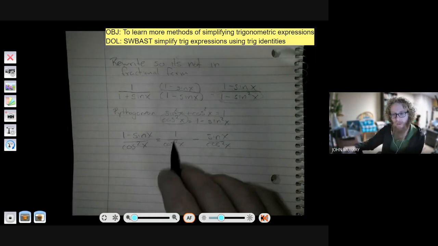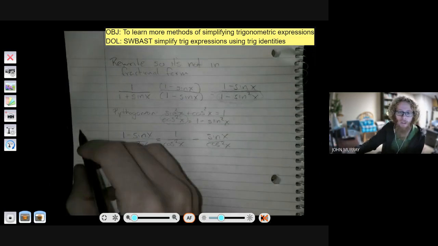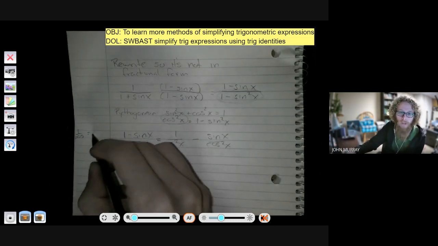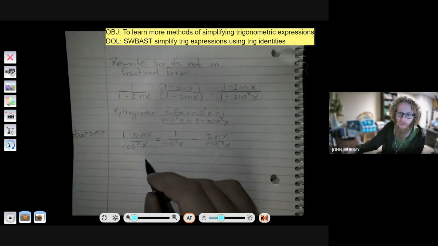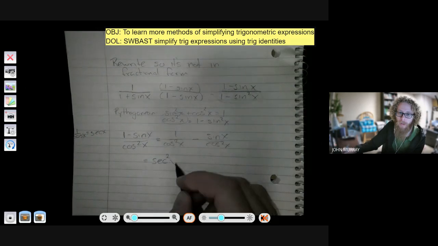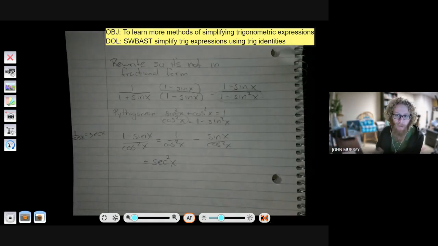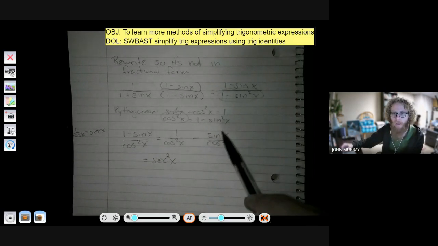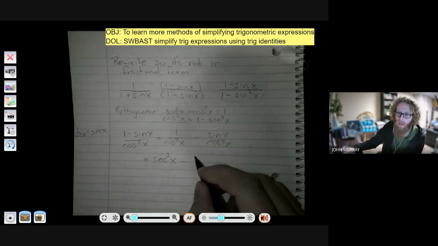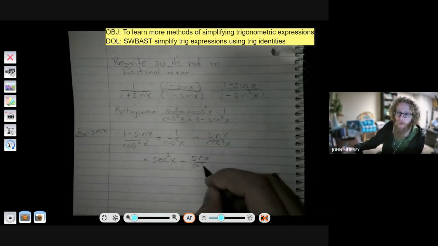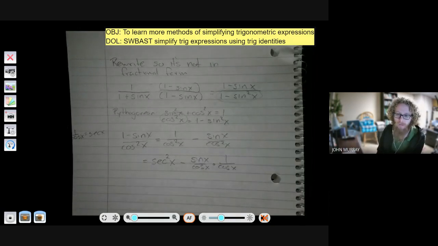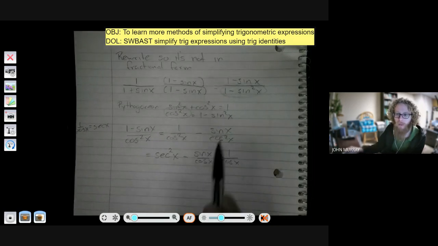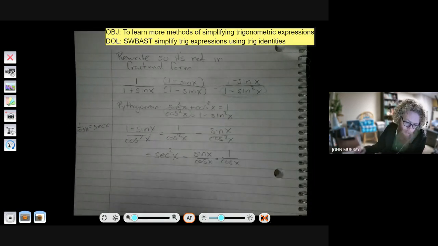Now this one's somewhat simple. I have 1 over cosine is equal to secant. So 1 over cosine squared is going to give me secant squared. But here I have a slight problem. This is to the first power, and this is squared. So I'm going to rewrite that. I'm going to have sine of x over cosine times 1 over cosine. Right? So I split this up so that it's 2 separate parts.